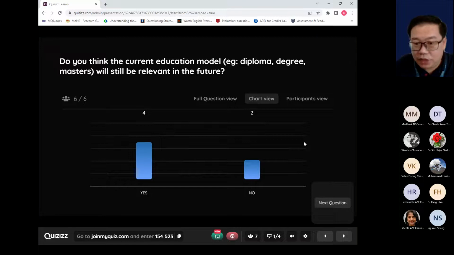It is only relevant when the industry regards it as relevant. When industry does not regard this as relevant anymore, then you will see a big change. Diploma, degree, masters, all will change. Because if the industry finds that at the end of the day, it is very much the ability of a person, not just the paper qualification, then they will hire those with that. How do they evaluate that? That is a different story.